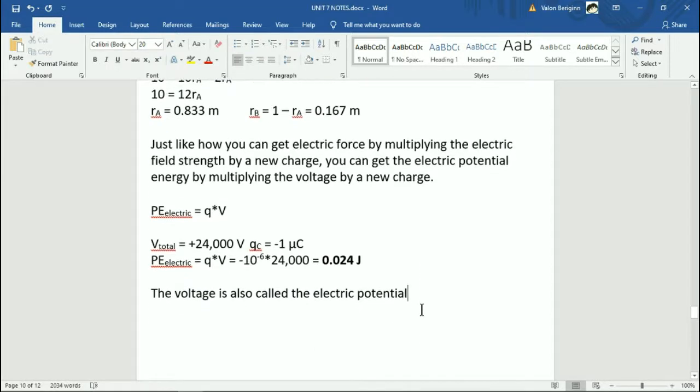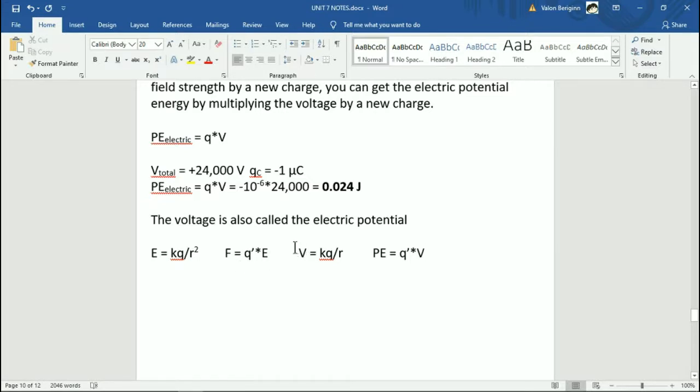So, at the end of the day, what do we have? We have four terms. We have the electric field, and then we take that field and multiply it by a new charge. I'll put the Q prime there just to denote that it's a different Q than the other one, and you get the force. But now we also have the voltage, and if we multiply that by a new charge, we get the potential energy. Okay, so we have these four terms, and you can see that they're all very similar to each other.